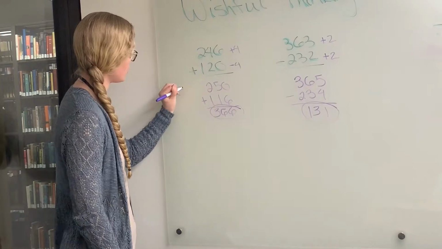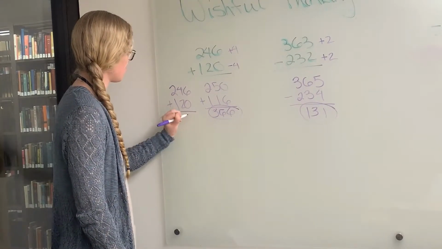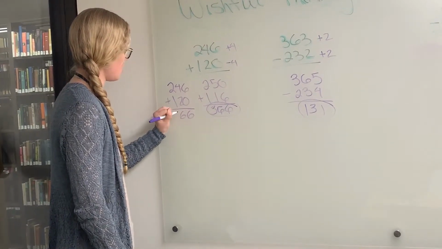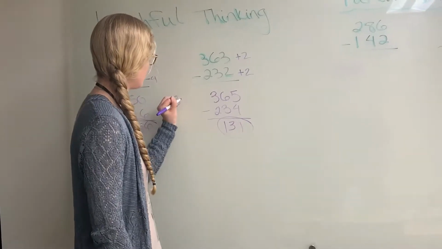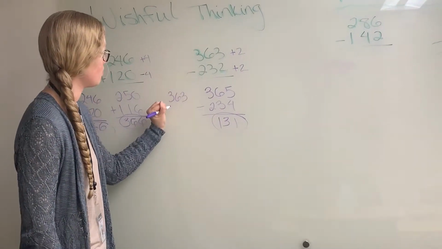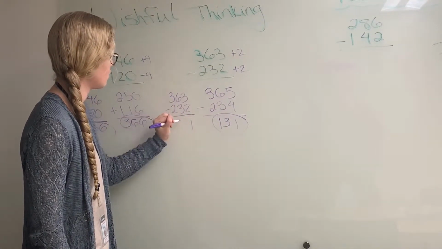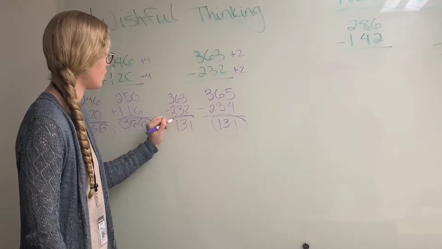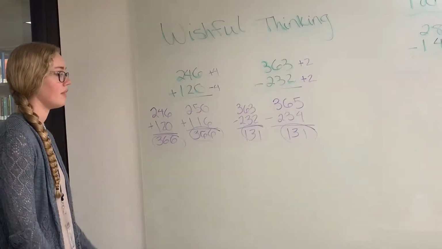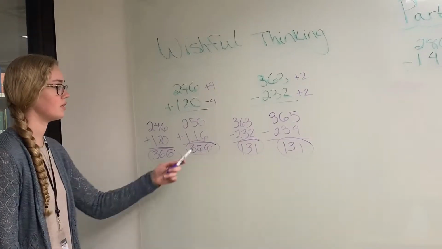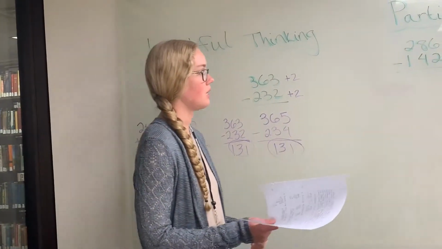So 246 plus 120, 6, and 366. And then with this one, 363 minus 232, 131. So again, it's just really important that you teach your children how to keep that equation balanced so that it doesn't cause them issues down the road.